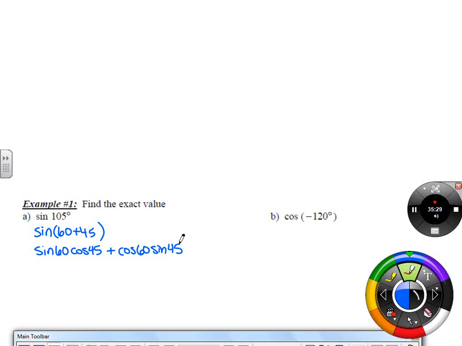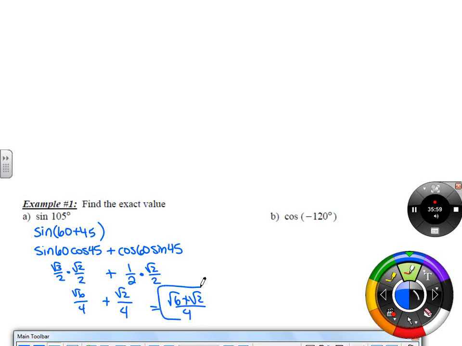And then I'm supposed to know these things. That's why I picked 60 and 45, right? Sine of 60 is root 3 over 2. Cosine of 45 is root 2 over 2. Cosine of 60 is 1/2. And sine of 45 is root 2 over 2. So I get rad 6 over 4 plus rad 2 over 4. And really the best I can do for an exact value is to say it is rad 6 plus rad 2 over 4.